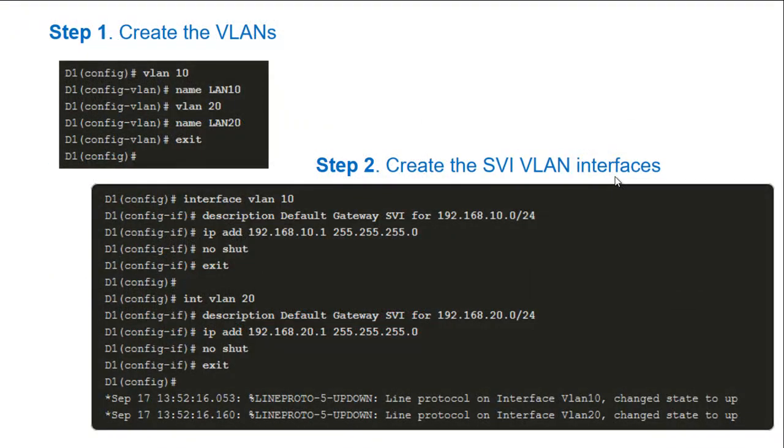So let's look at it again with examples. Step 1, create VLANs. We are creating two VLANs here, and we are naming those VLANs. Step 2, create the SVI VLAN interfaces. Here we have interface VLAN 10 that is going to interface with VLAN 10, and then the IP address for that, and then no shutdown. Remember, this is to make sure that it is active. And then do the same thing for VLAN 20.